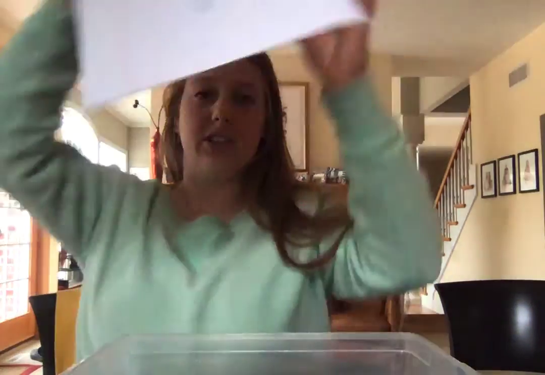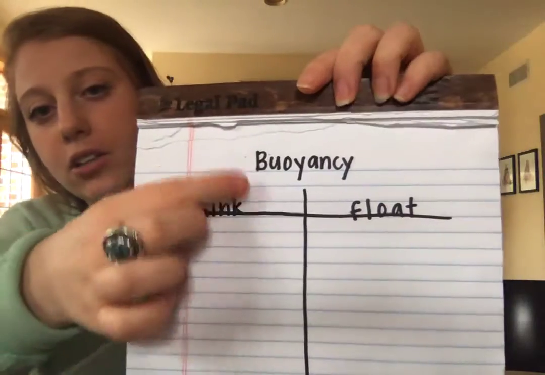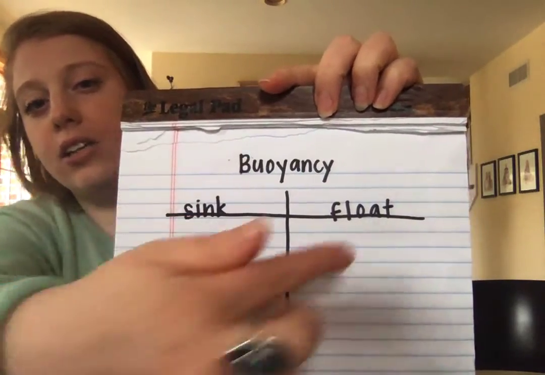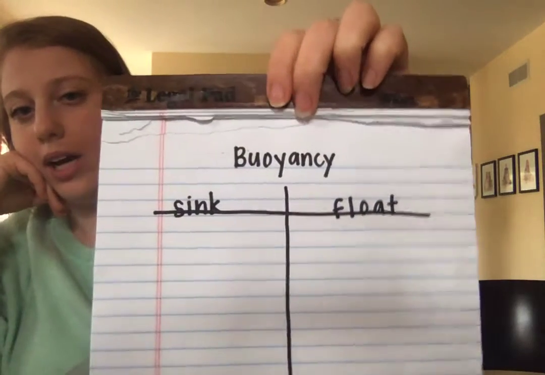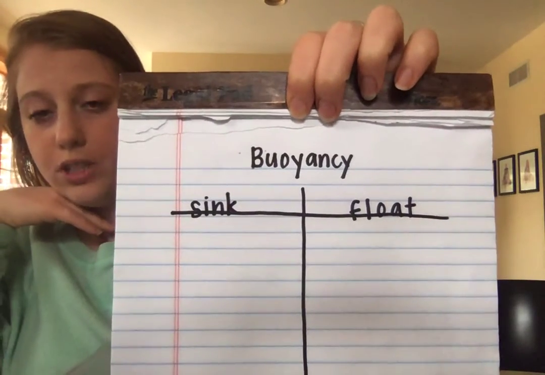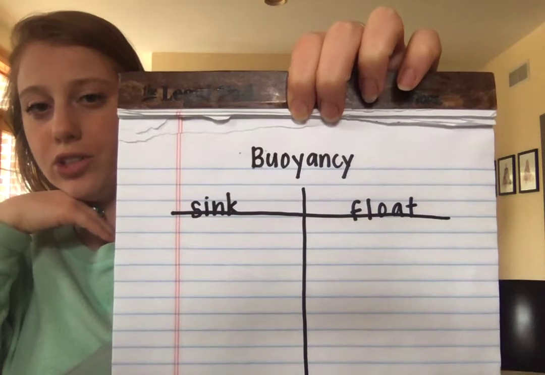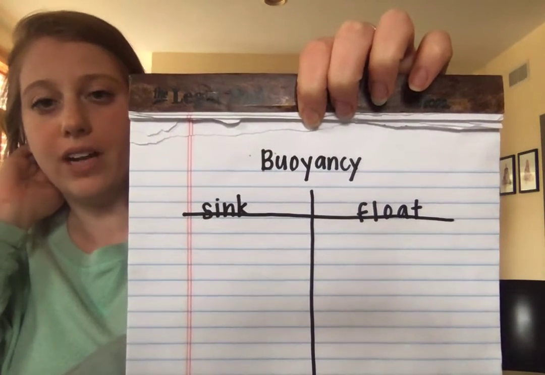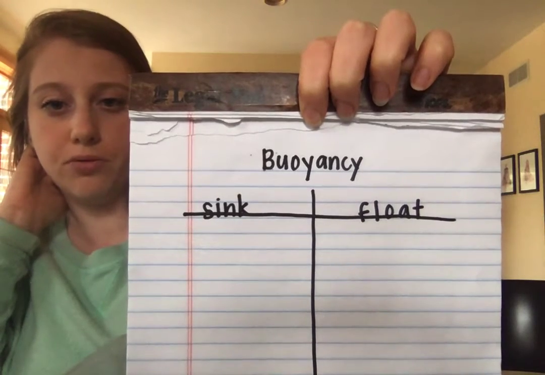When you have your piece of paper, we're going to set it up so that we can record our results of our experiment. So the first thing you need to do is you need to put the title, buoyancy, and then you need to put the two headings, sink or float. So go ahead and copy that down. If you need to pause it, you can pause it until you're done writing. Remember, buoyancy is that special word for if an object will sink or if an object will float.